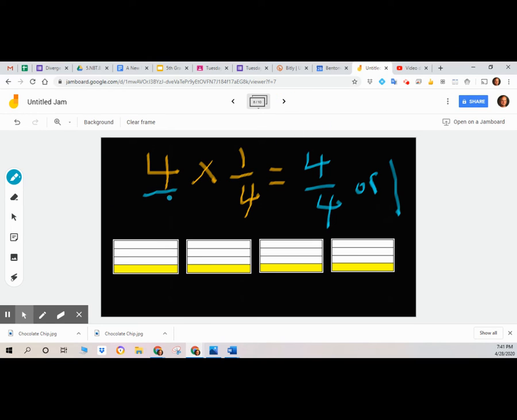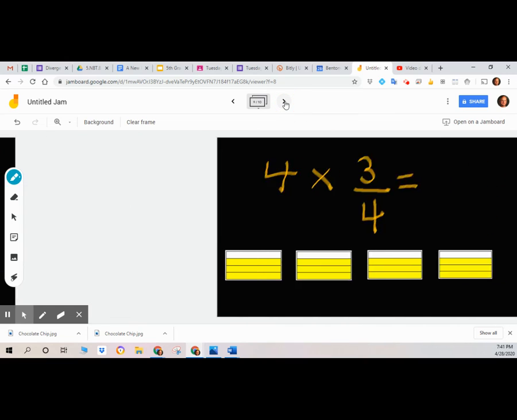Another way you might see it is put 4 over 1, multiply across. 4 times 1 is 4, and 1 times 4 is 4. So if you want to use that strategy, that will work as well.